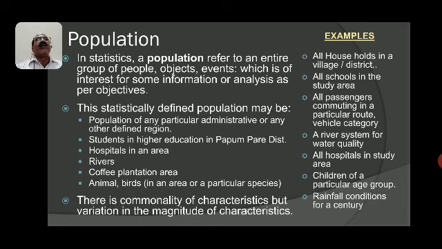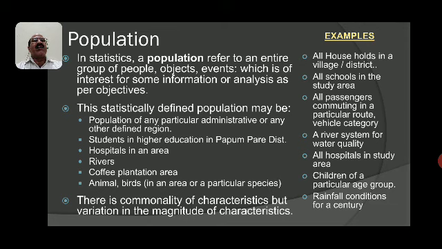So population. In statistics, a population refers to an entire group of people, objects or events which is of interest for some information which can be analyzed as per the objectives. When you design your research, you have certain objectives. We discussed it in the previous classes. So on the basis of those objectives, you have to define the dimension of the population. What will be encompassed in the population definition.